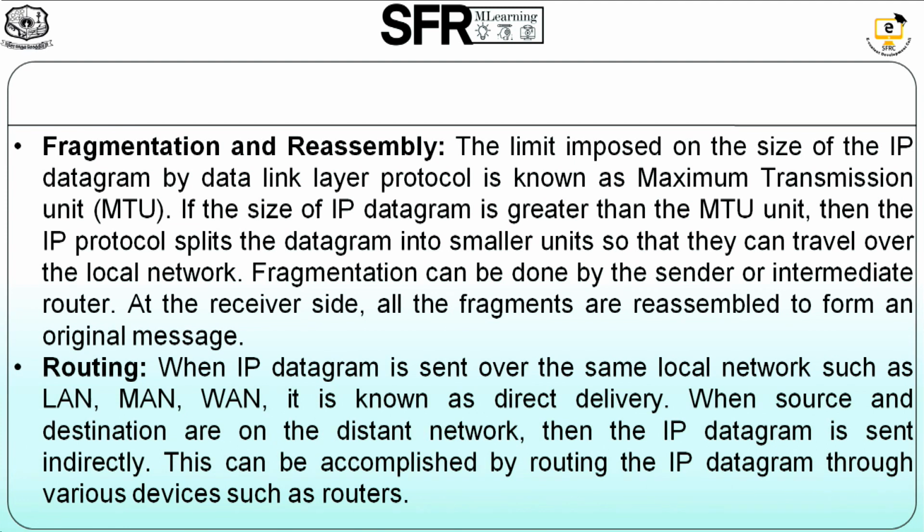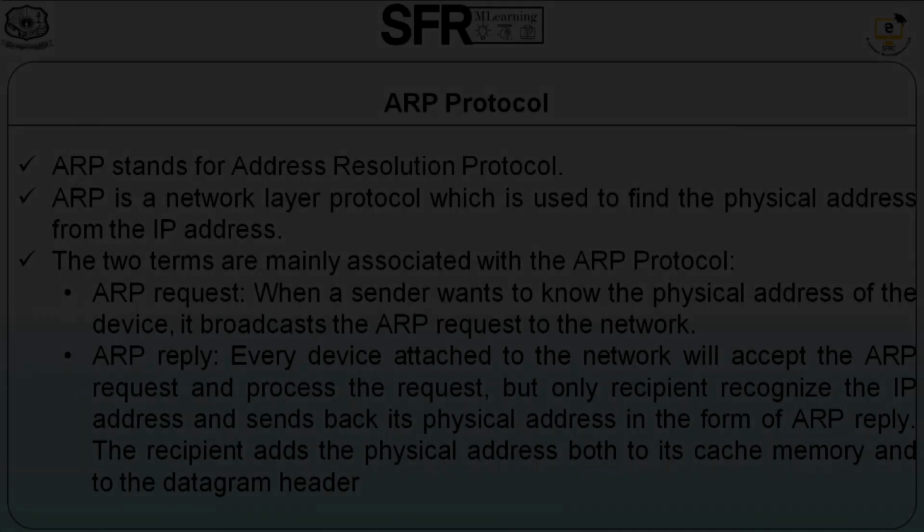Fragmentation can be done by the sender or an intermediate router. At the receiver side, all the fragments are reassembled to form the original message. Next, routing. When an IP datagram is sent over the same local network, such as LAN, MAN, or WAN, it is known as direct delivery. When the source and the destination are on distinct networks, the IP datagram is sent indirectly. This can be accomplished by routing the IP datagram through various devices such as routers.